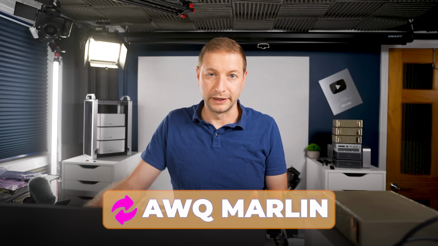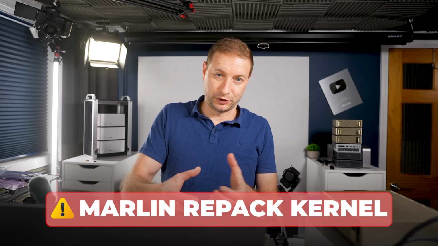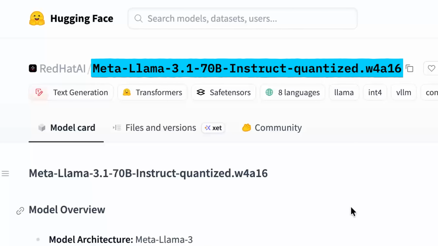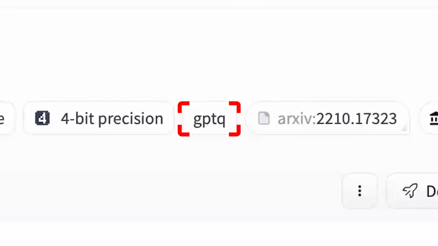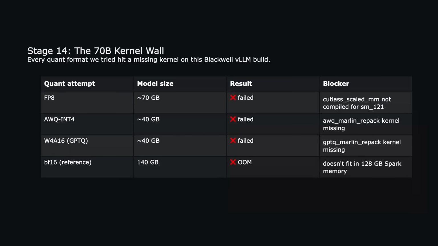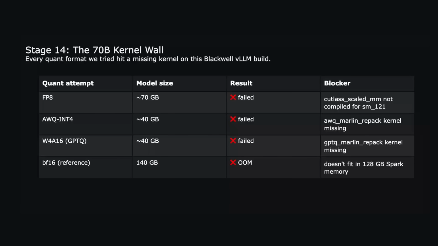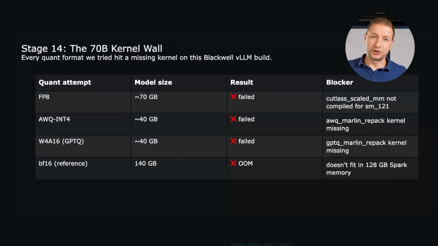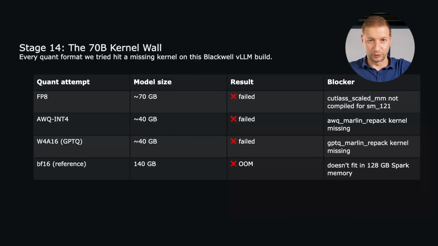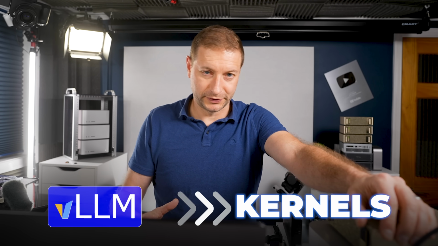When it was running, it was auto-converted to AWQ Marlin, and the Marlin repack kernel is missing. I also tried this one, W4A16, same story. This is the GPTQ Marlin, same missing kernel. So the vLLM wheel for Spark only ships BF16 and FP16 kernels. None of the quantization got built for SM121, which is the Spark, so I'd have to completely rebuild vLLM from source with the kernels, and that would be a pain.